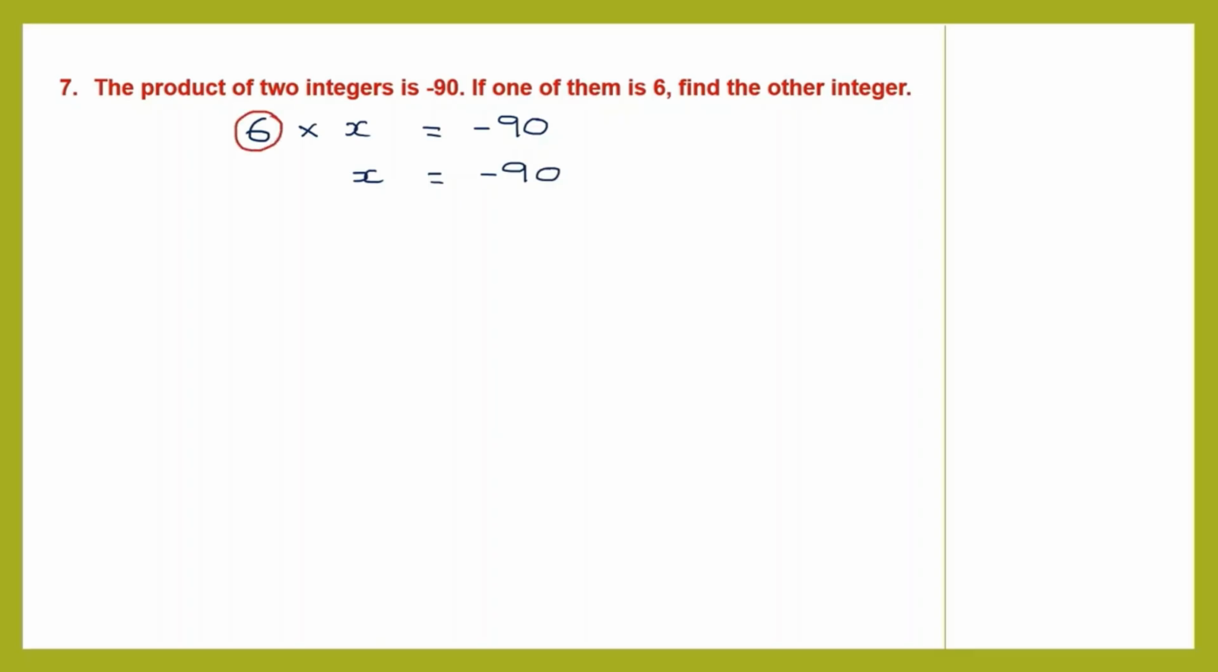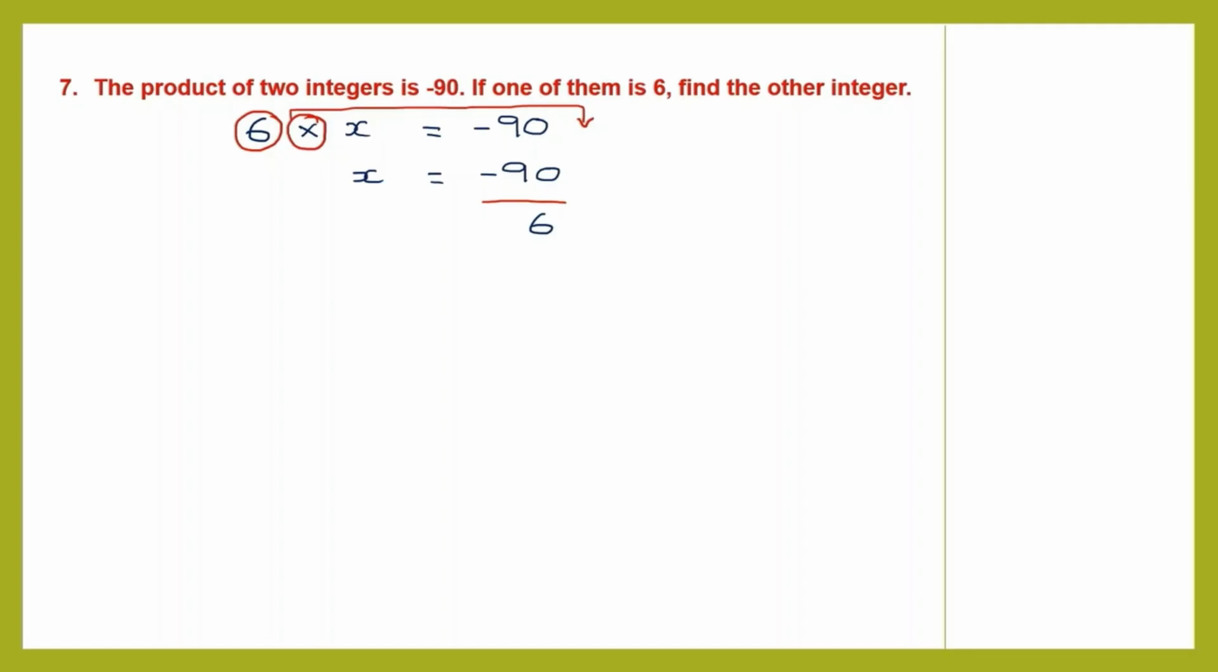Now what about 6? I need to remove 6 from here. So to remove 6 from here, I am going to take it from the left hand side to the right hand side. And when I do that, I have to see what operation I have. That is a multiplication. So when I take it to the right hand side, it will become division. It will come below 90. So this is minus 90 divided by 6.